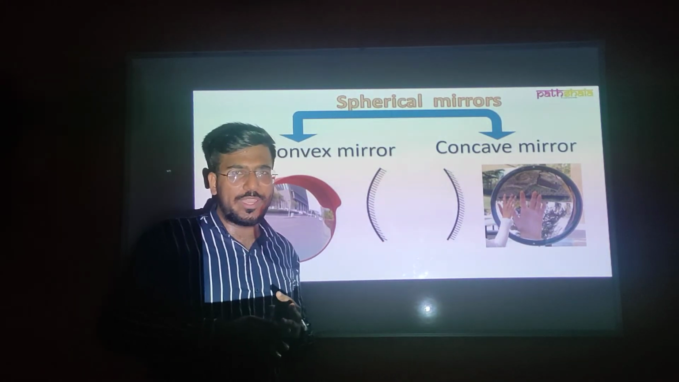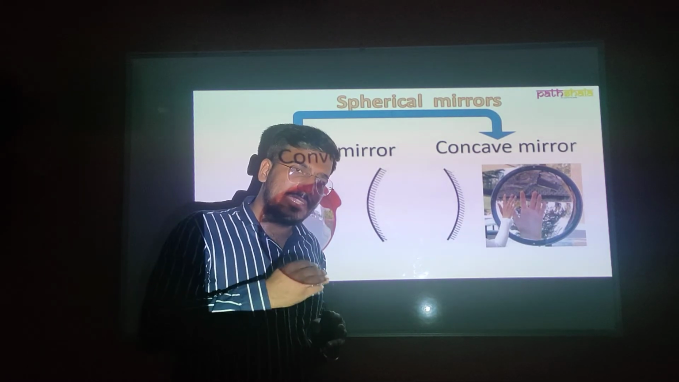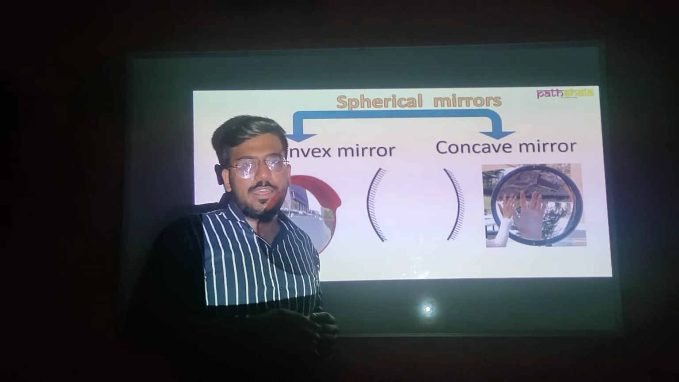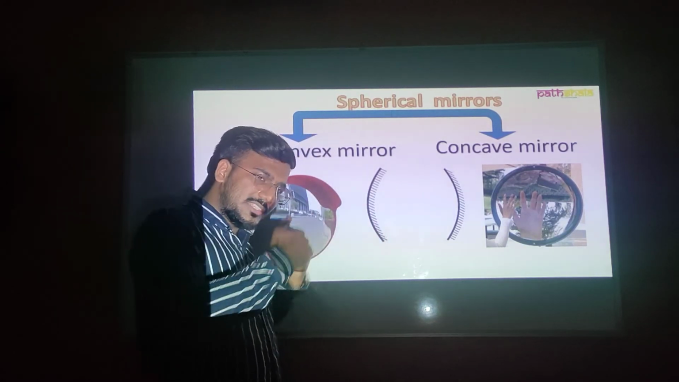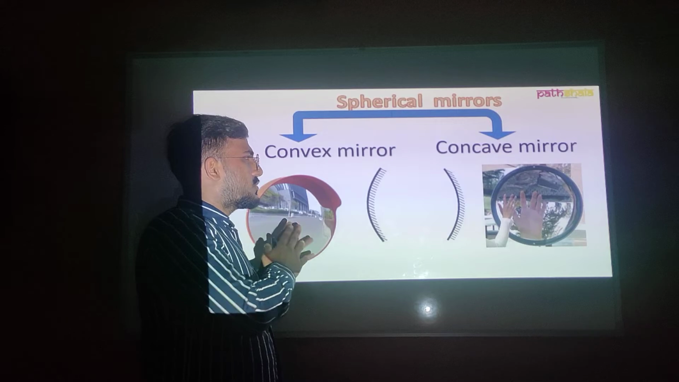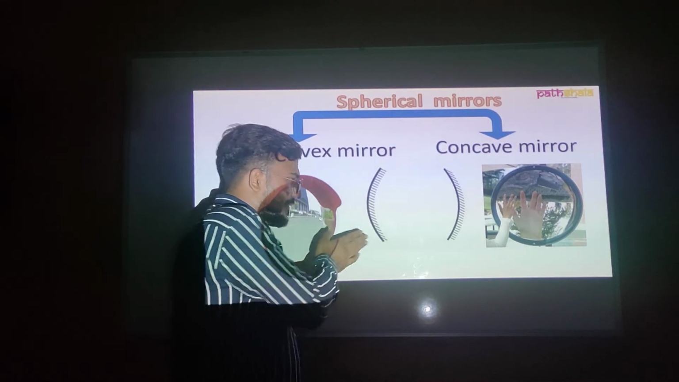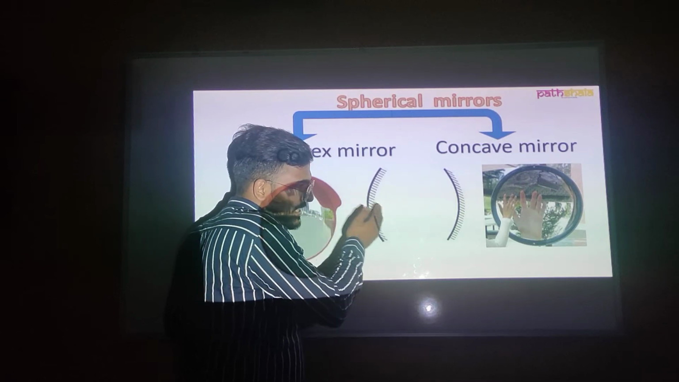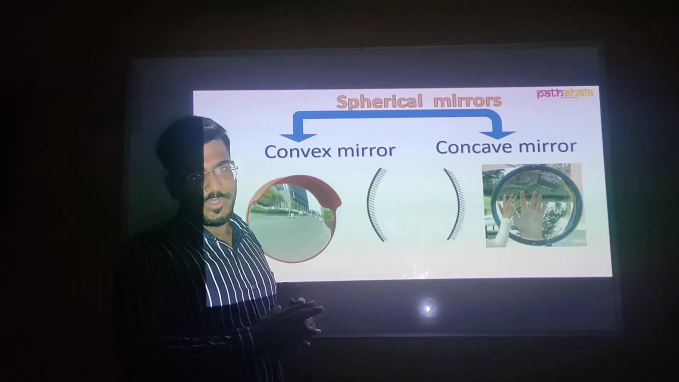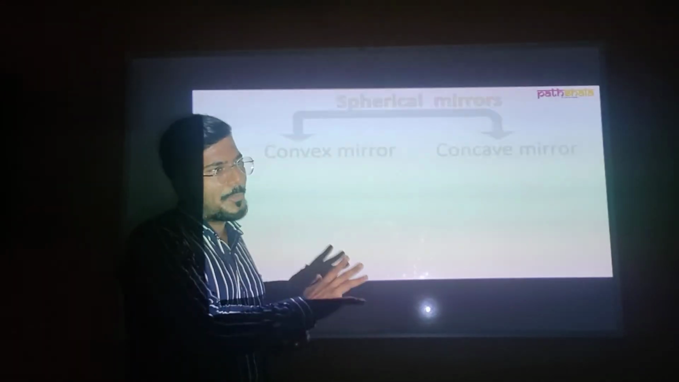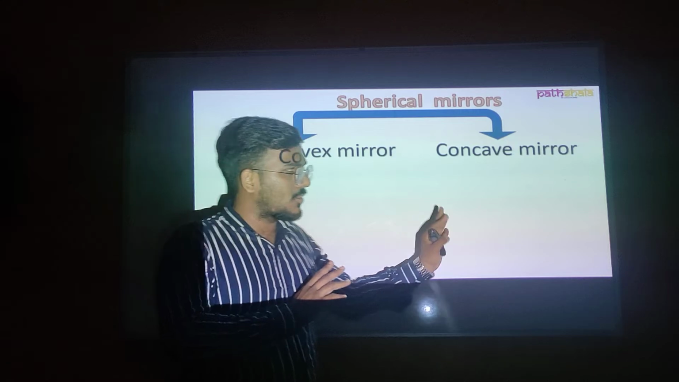So they can ask you in true or false or in a match-the-column question. If the reflecting surface is on the inner side, such a mirror is called a concave mirror. If the reflecting surface is on the outer side, such a mirror is called a convex mirror. The side opposite to the reflecting surface has to be opaque. Okay. So these are the 2 main types of spherical mirror. Now let's understand the properties of spherical mirrors. We have 2 spherical mirrors, convex and concave.